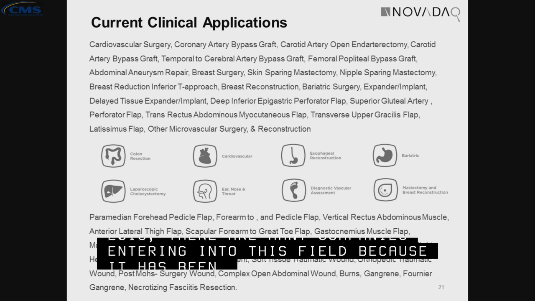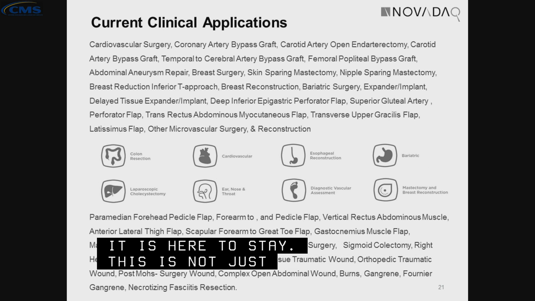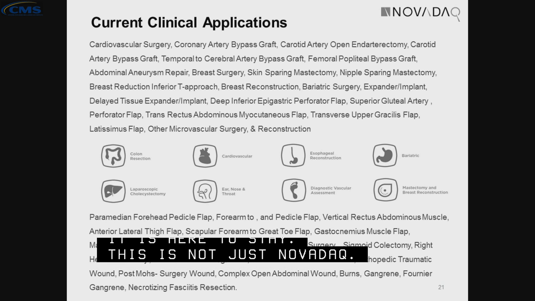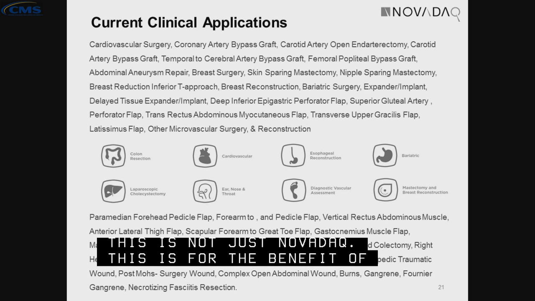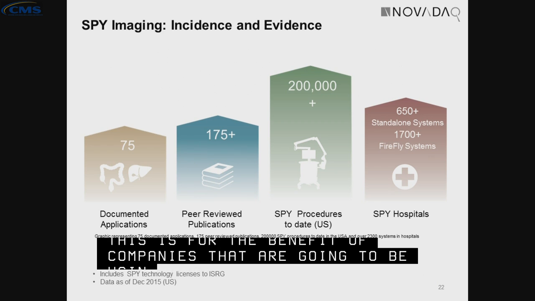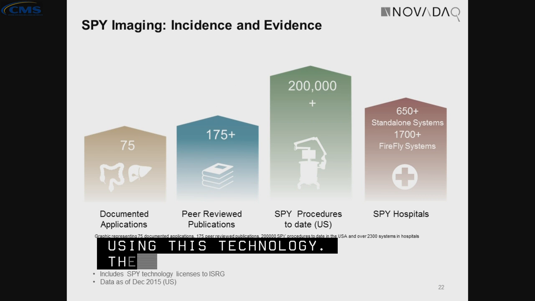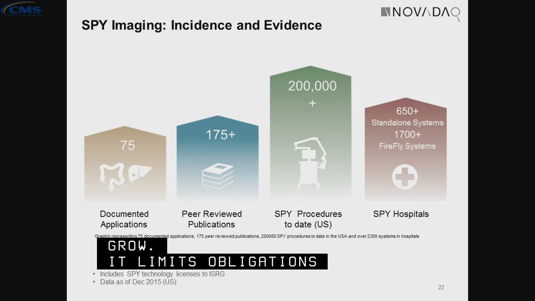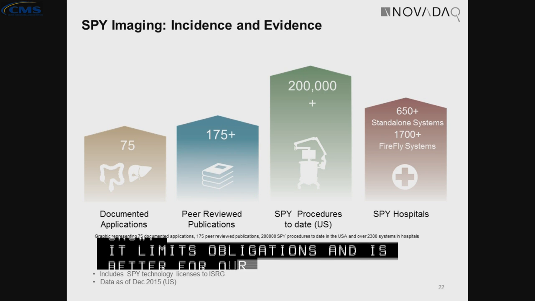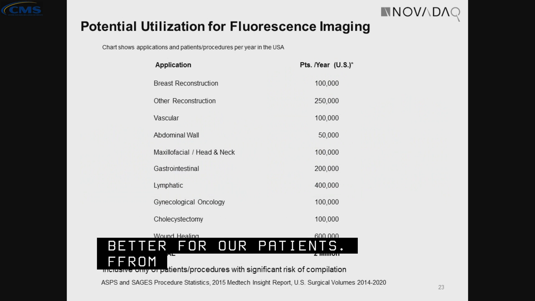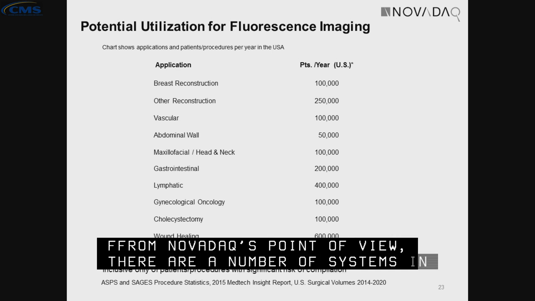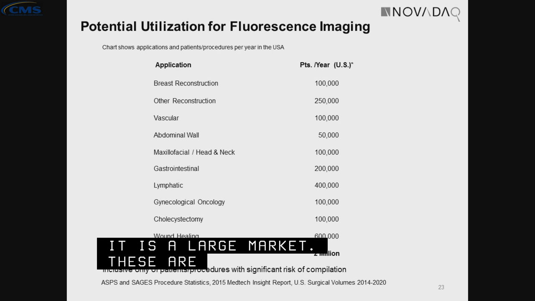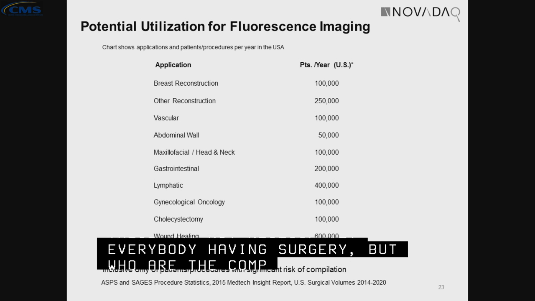This is really for the benefit of companies that are going to be using this technology. The applications continue to grow, and this is a good thing, I think. This is helping limit complications and is better for our patients. And certainly from Novadaq's standpoint, there's plenty of support in the literature. The number of procedures is over 200,000 at this point, and there are many systems in place. And if you look at the potential market, it's actually a large market. These are not necessarily everybody having surgery, but who are the complicated patients who are going to have the complications? Apply this technology, and the amount of impact you can make is quite large.